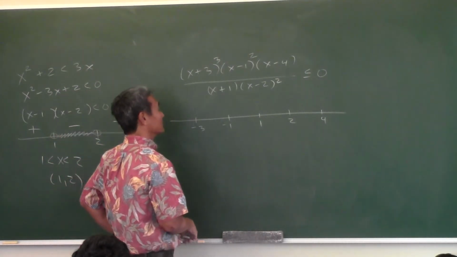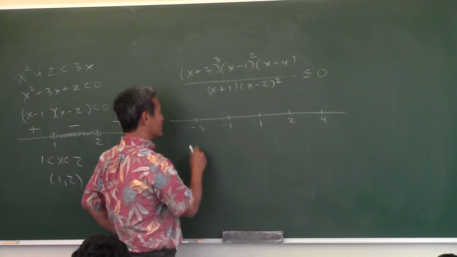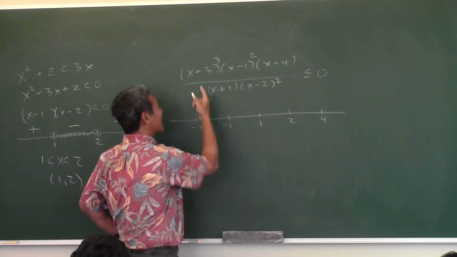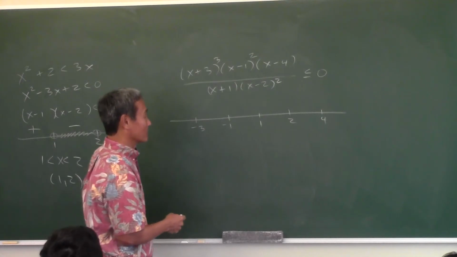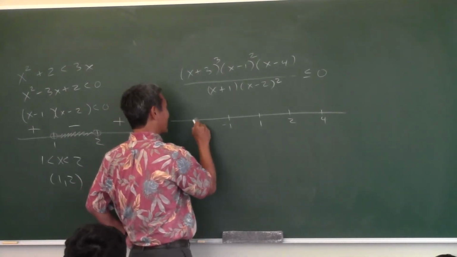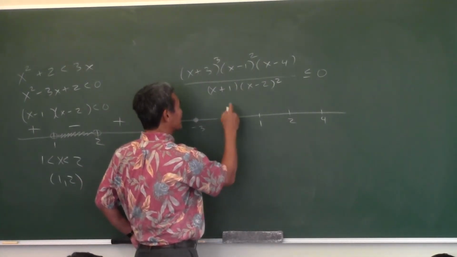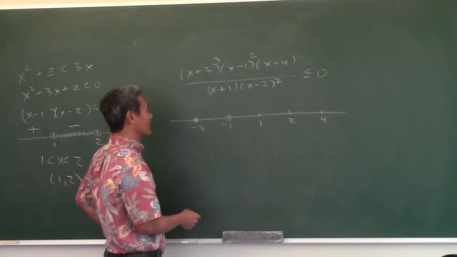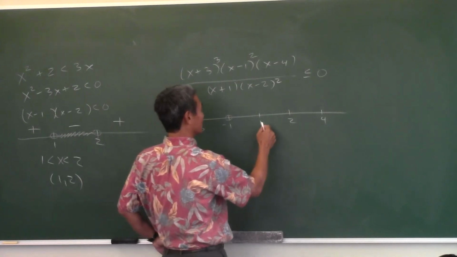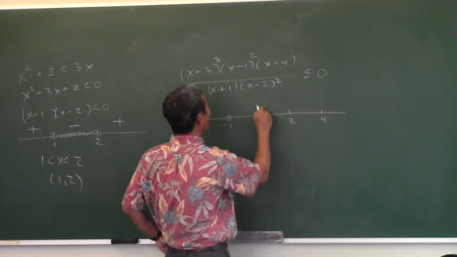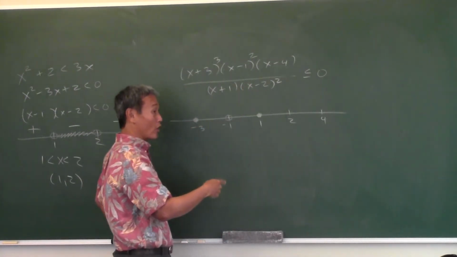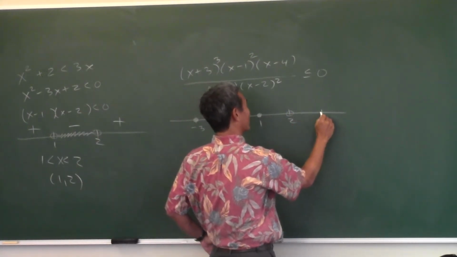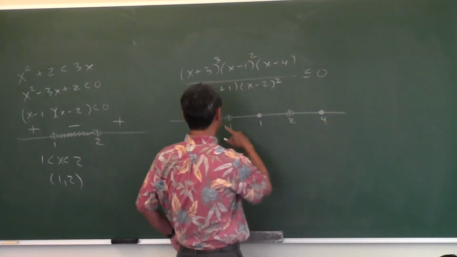Okay, so is -3 part of the solution? If I plug in -3, does it come out true or false? True. What about -1? No. False. That's because it makes the denominator 0, which is undefined. So therefore, how can it be part of the solution? What about 1? Yes, because if you plug in 1, you can get 0. Is 0 less than or equal to 0? Yes. What about 2? No. What about 4? Yes.